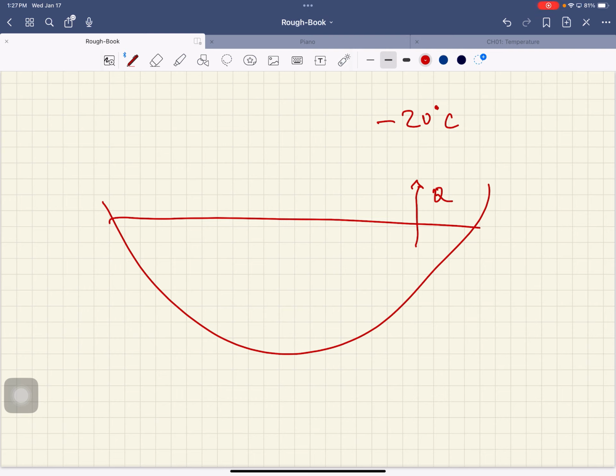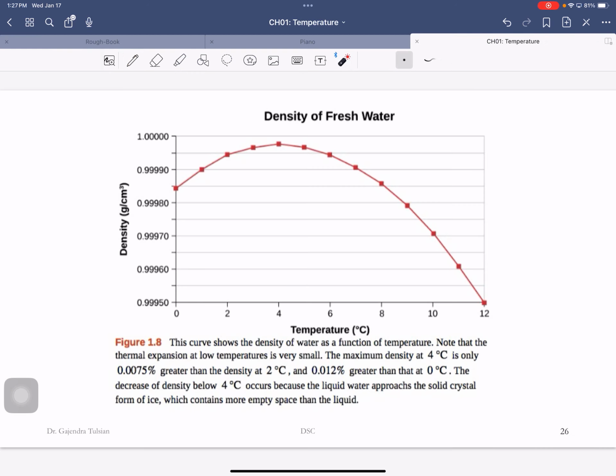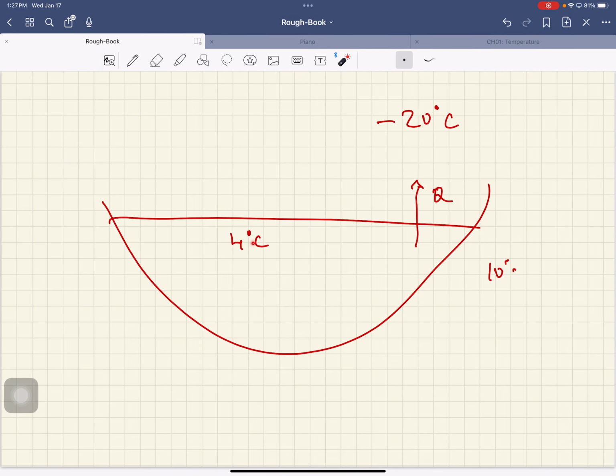All right, so heat flows like that. This water was at 10 degrees Celsius. This will cool down to 4 degrees Celsius, and you just saw that at 4 degrees Celsius, the water is densest. So this densest water will go down. Eventually the 4 degrees Celsius water is at the bottom.